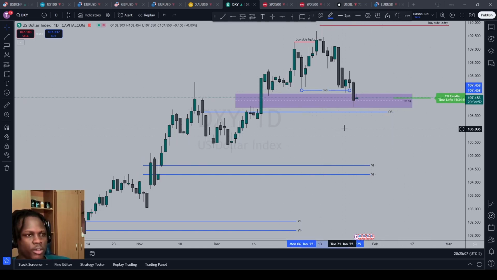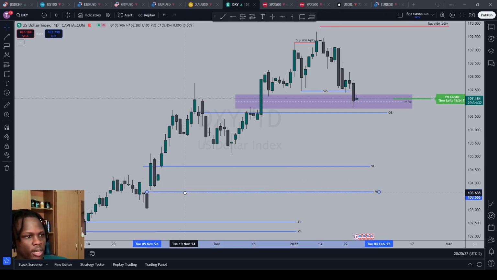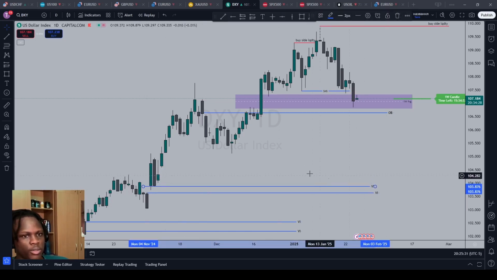I don't know what the market makers are thinking, but it's very possible for the market to want to drop, and if it violates the order block, once again, this is my target, volume imbalance on the weekly, another volume imbalance on the weekly. You see this, another which is even more clear. This could be another target.